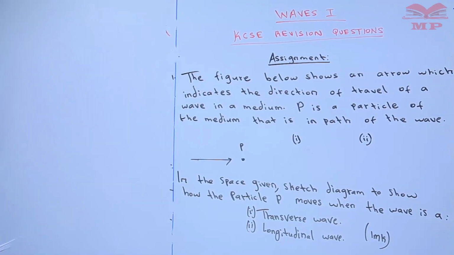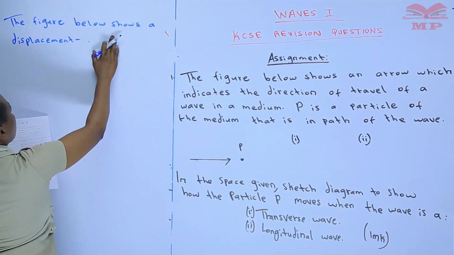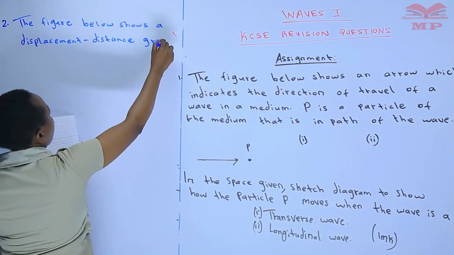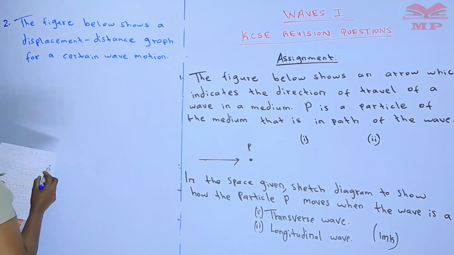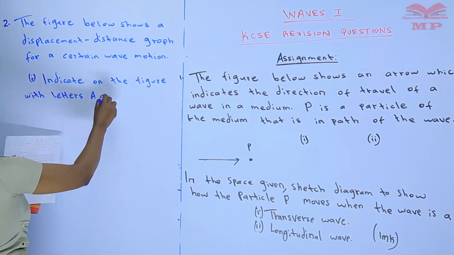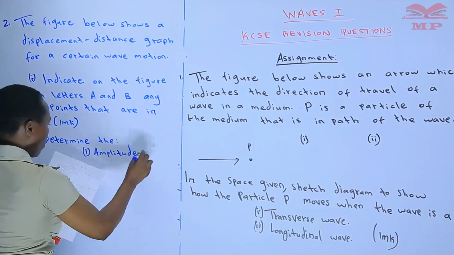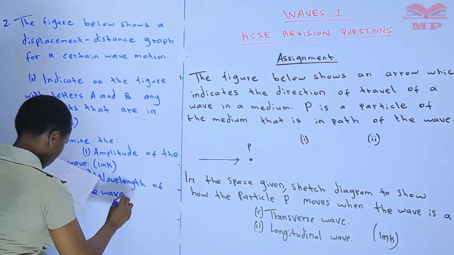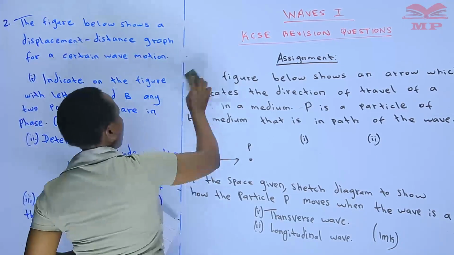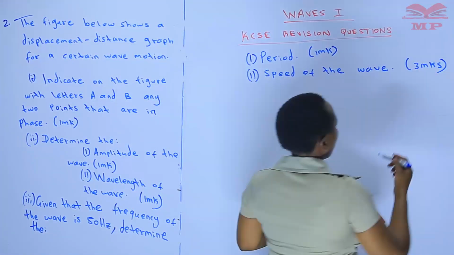Then number 2, you can work out the following. Sorry, it is not a displacement time, but a displacement distance graph. So I'll draw the wave here. These are the questions that follow. So I want to draw the wave.